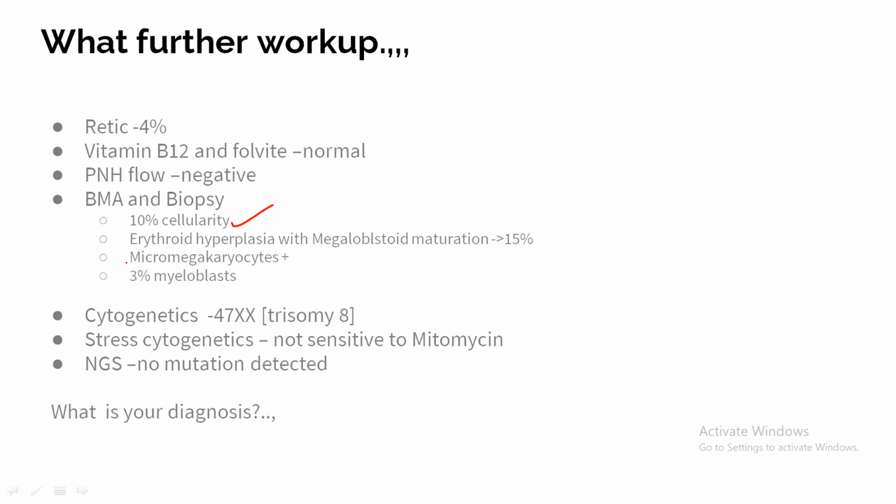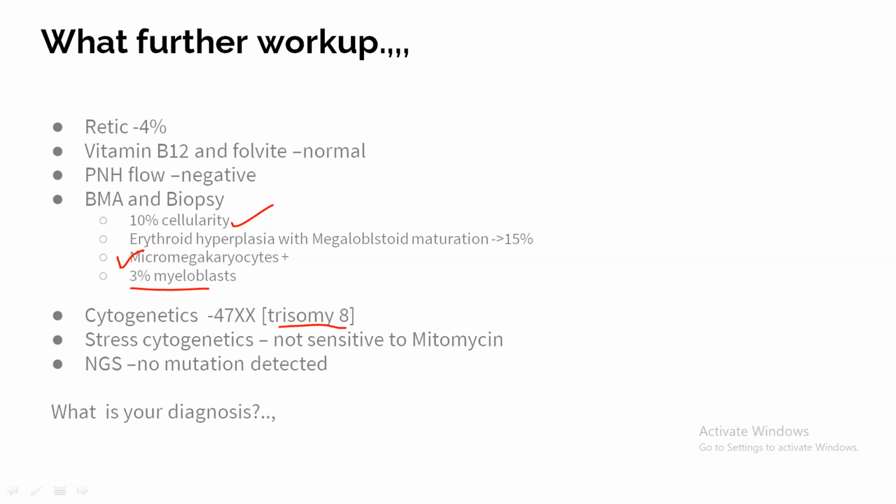And then megakaryocytes also, the morphological megakaryocytes are there, and there were 3% myeloblasts, and her cytogenetics showed trisomy 8. And stress cytogenetics we always do in any pancytopenia child to rule out inherited bone marrow failure syndrome, particularly Fanconi's anemia, which is not there in this child. And NGS, no mutation was found. So this child, we are probably dealing with pancytopenia, that is called aplastic anemia.